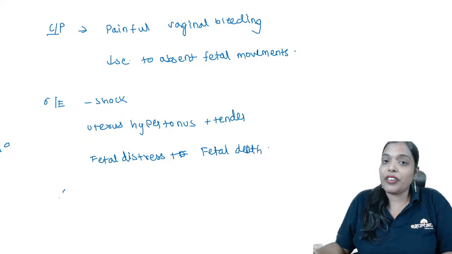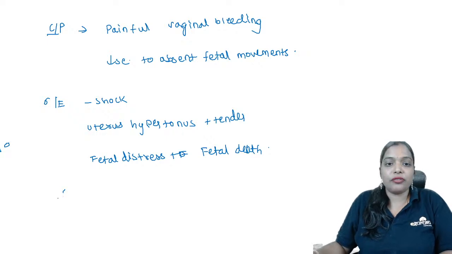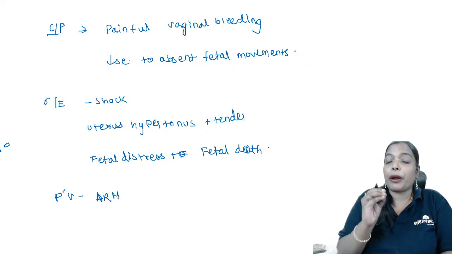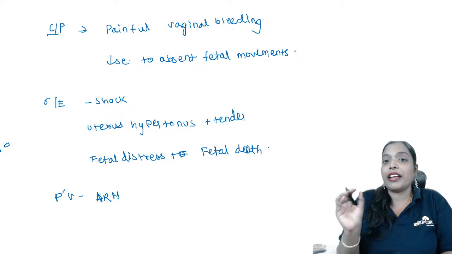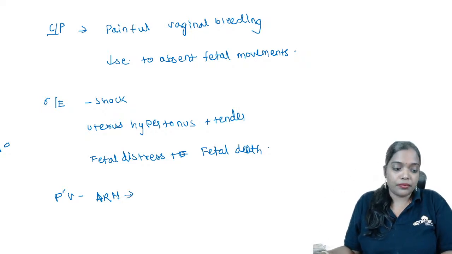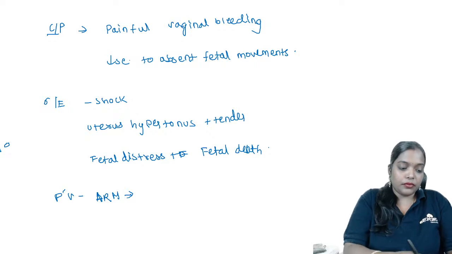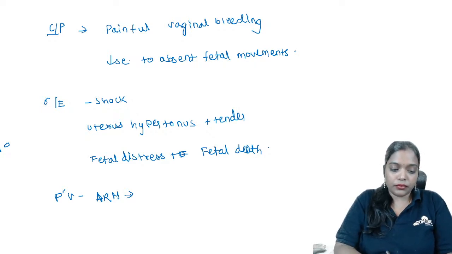You can do PV here, guys. There is no contraindication for PV in abruption. When you do PV, you can do artificial rupture of membranes. When you do artificial rupture of membranes in abruption, what will be the color of the liquor, guys?